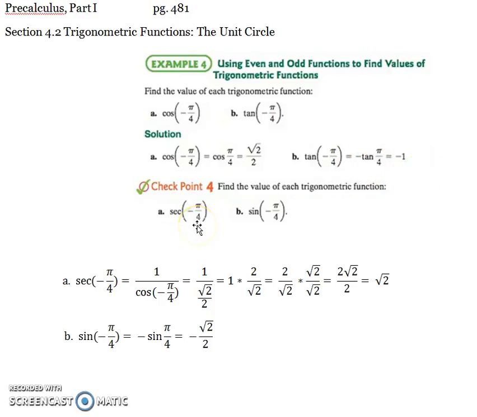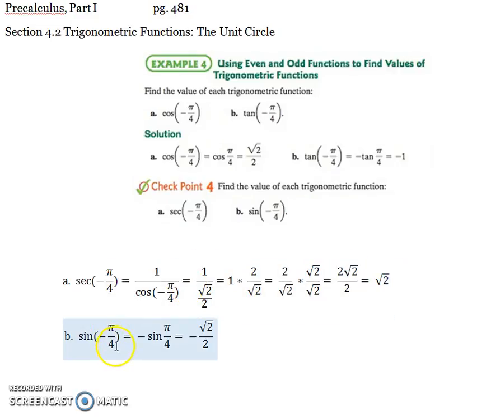Okay. For the checkpoint, because secant is the reciprocal of cosine, it is also even. And remember that even means we can get rid of the negative, because the secant of negative pi over 4 is going to be the same as the secant of pi over 4, or 1 over the cosine of pi over 4, which we determined was square root of 2 over 2. And again, you have to go through that process of fixing it because we can't leave the square root in the denominator. So the secant comes out to be square root of 2.